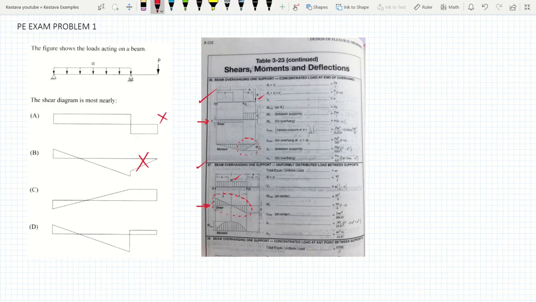Option C is also incorrect because it uses the inverted shear diagram for span 1. So they've actually flip-flopped this around. And again, we can see back at example 27 over here in our AISC that it should be going the opposite direction. So that only leaves us with option D, which is our correct answer.